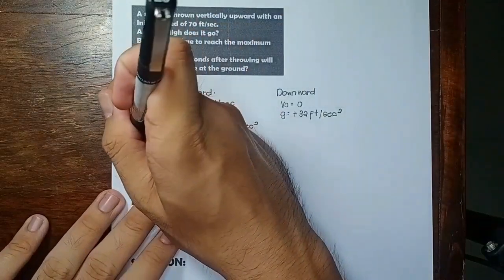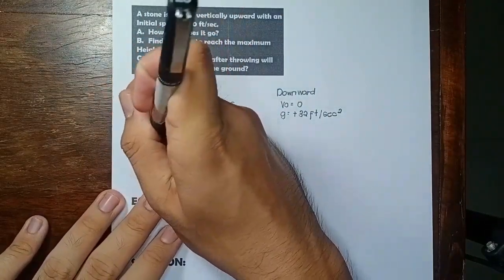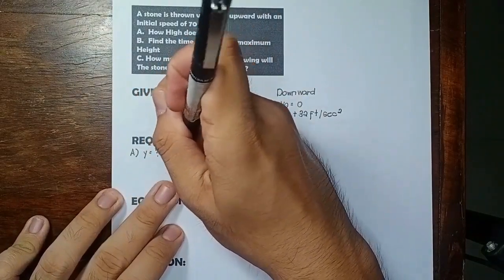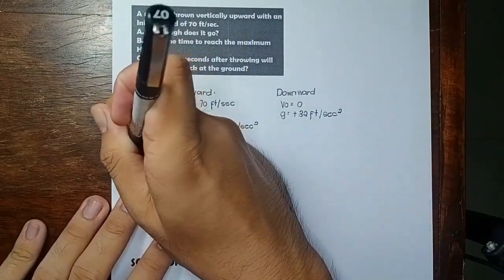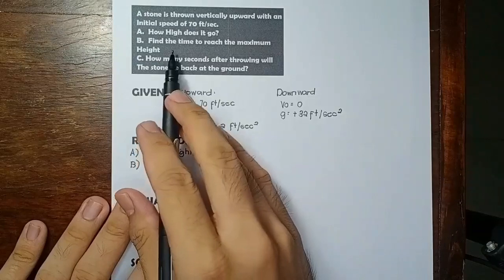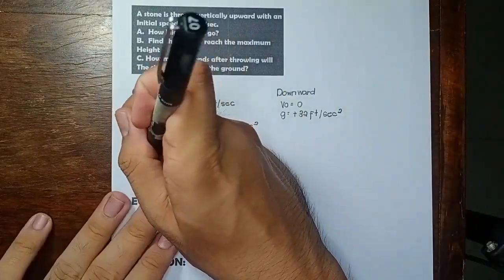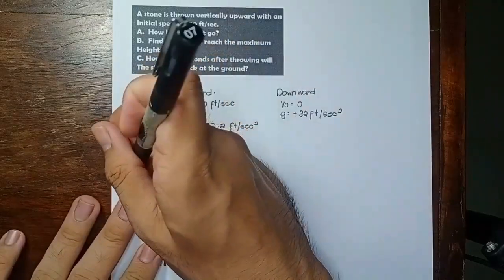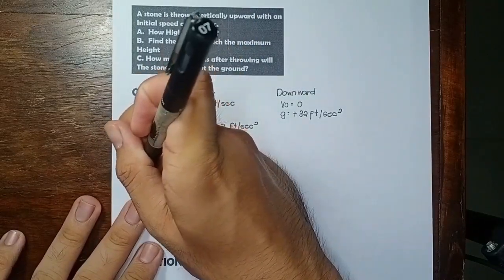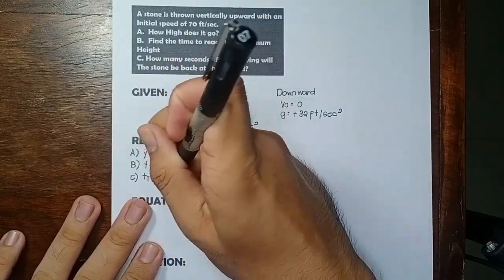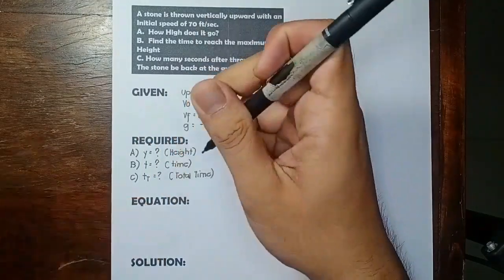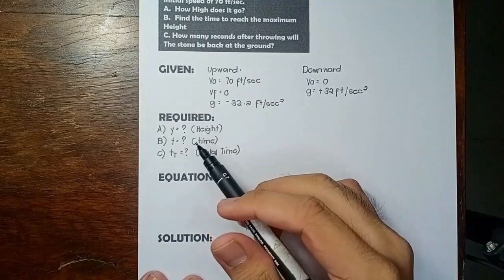For the required, at letter A, how high does it go? So we're required to find its distance. At letter B, find the time to reach the maximum height. And lastly, at letter C, how many seconds after throwing will the stone be back at the ground? So we're trying to find the total time it traveled.